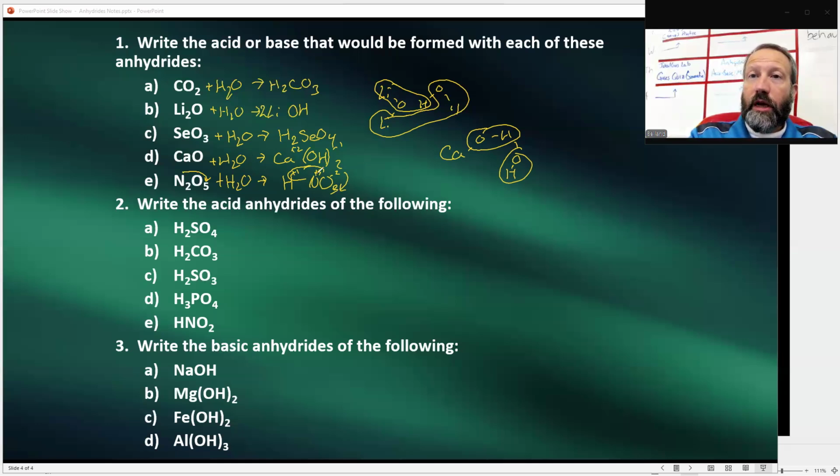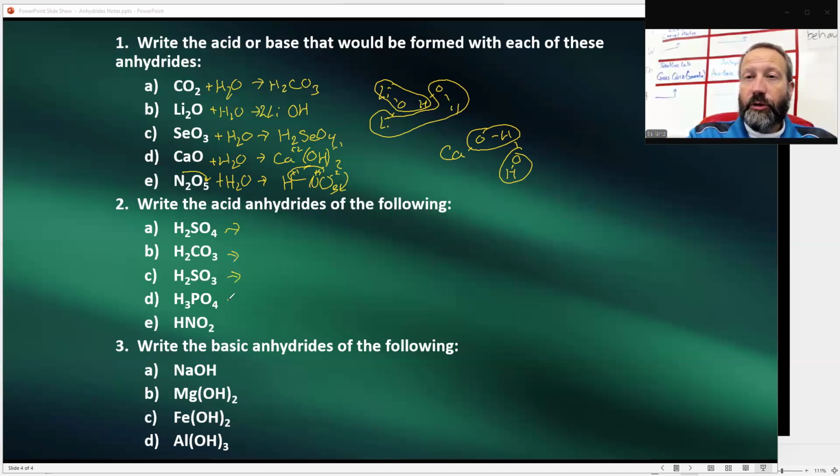And there we go. Also, years ago, I was told that if it's the high oxidation state, because nitrogen can be 3 or 5, it always ends in -ate, which is always true. And if it's the lower charge, it ends in -ite, which is true. So there we go.